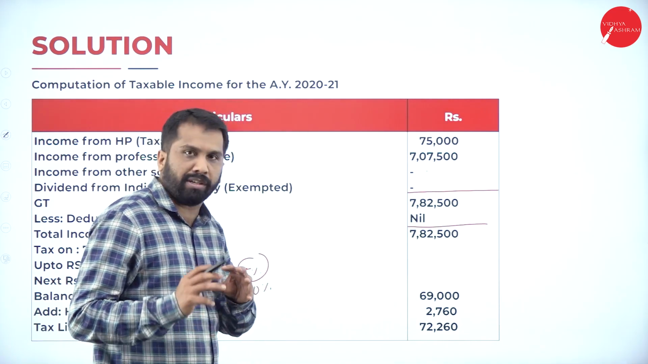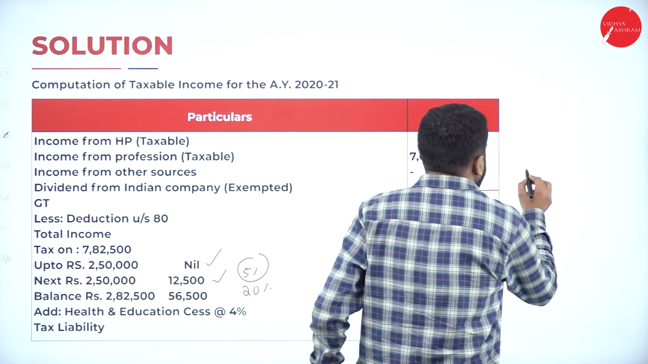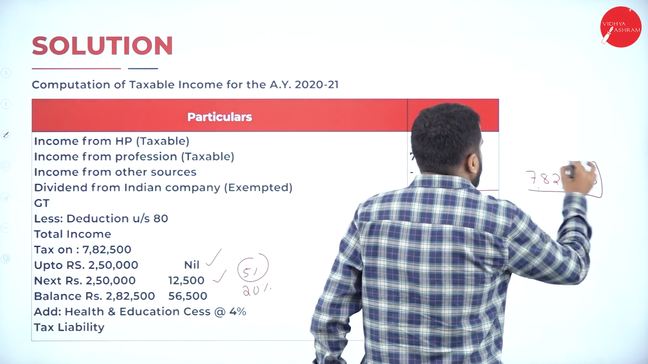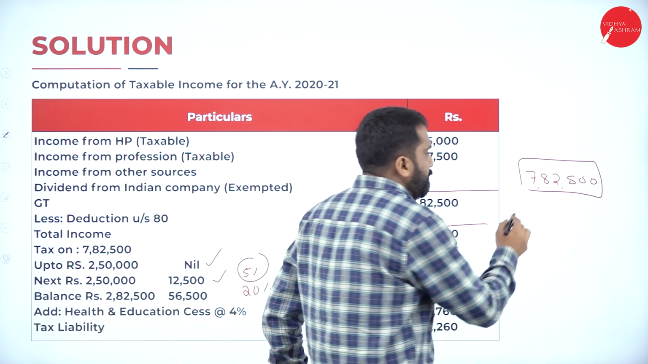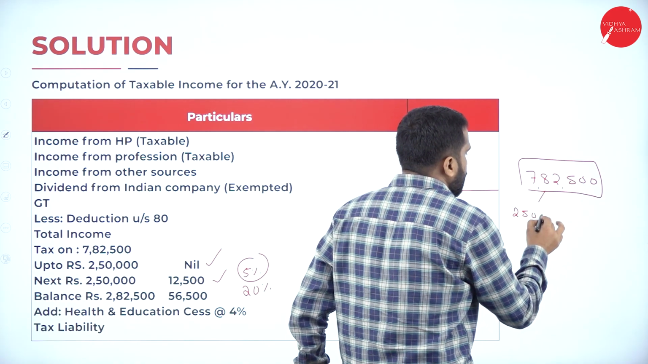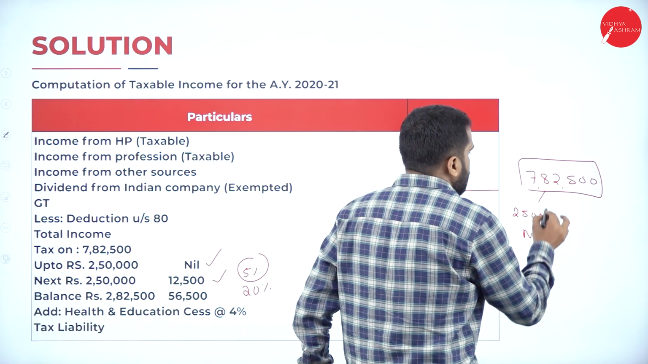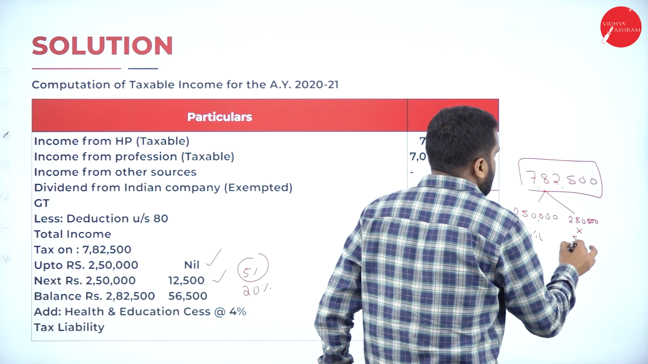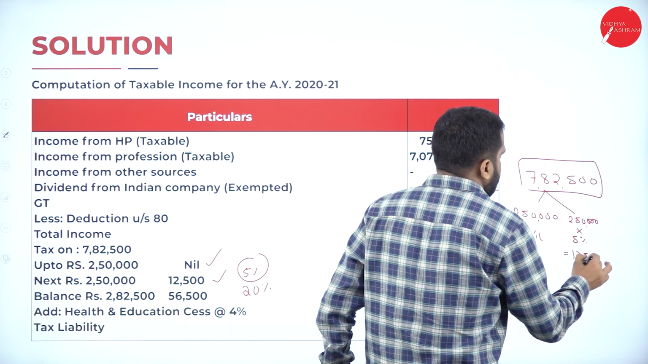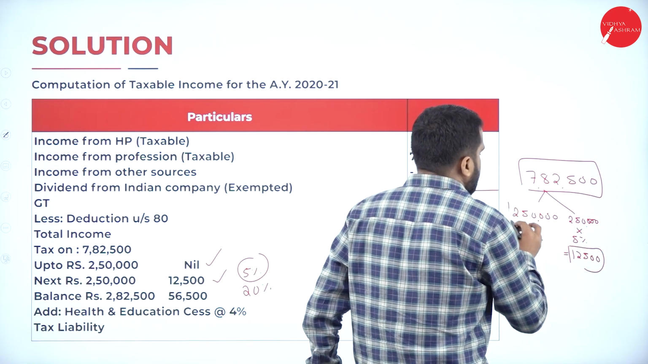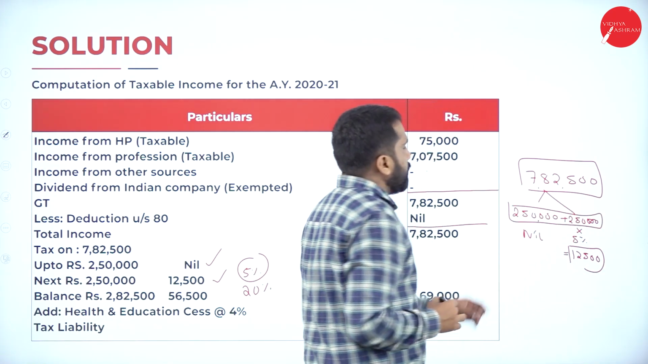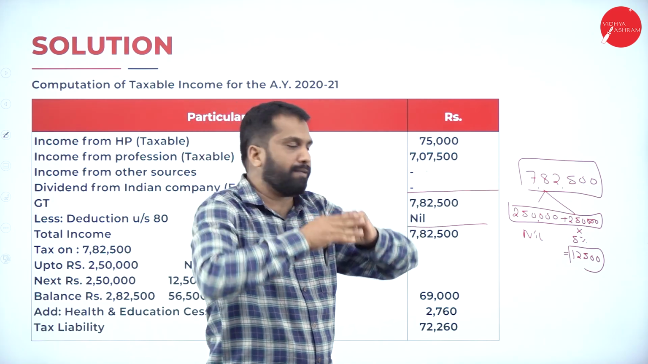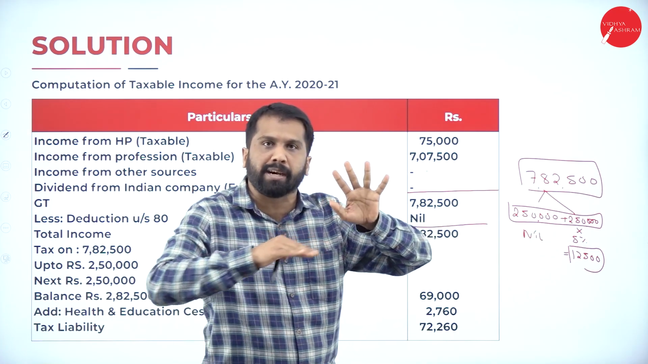I'll show you the calculation. Simple one. What is your amount? 7,82,500. How to calculate? Remember, first 2,50,000 nil. Balance 2,50,000 at 5% is 12,500. So how much is over? Out of 7,82,500, 5 lakh is over. 2 lakh 50 nil, balance 2 lakh 50, 5%. Up to 5 lakh we completed.